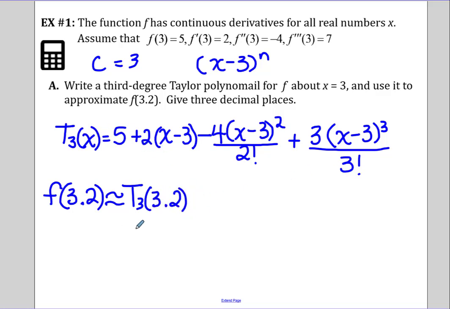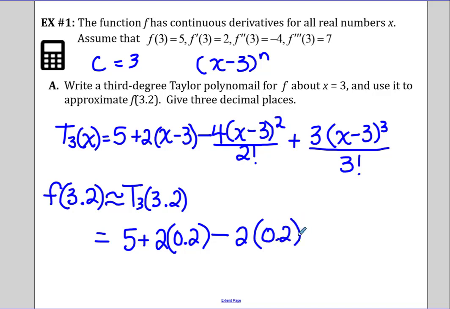So putting all this together, we've got 5 plus 2, and 3 2/10 minus 3 would be 2/10. And then coming across here, we got 4 over 2 factorial, which would be 4 divided by 2 times 2/10 to the second power. And this is 3. And, oh no, it's not 3, it's 7. Just about to mess up there. This would be 7. And divided by 3 factorial would be 6, and then again 2/10 to the third power.